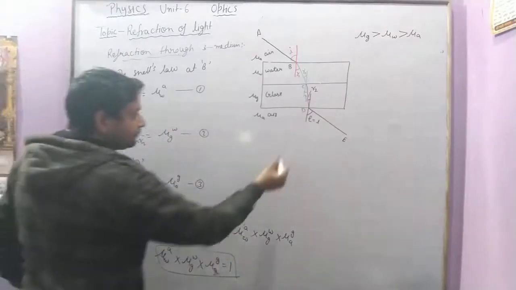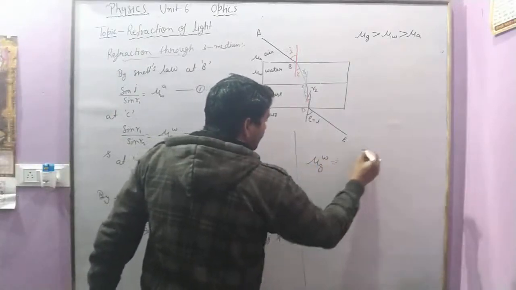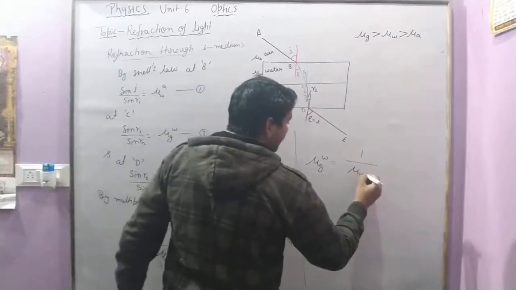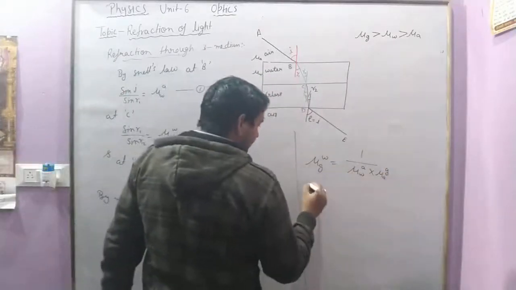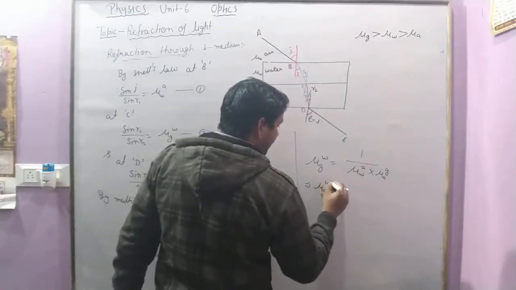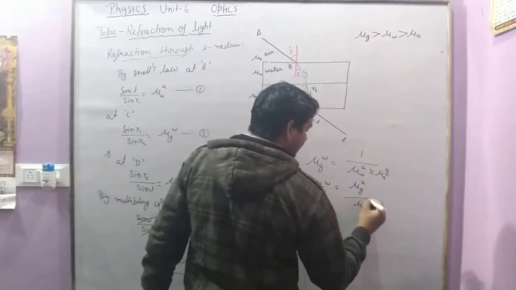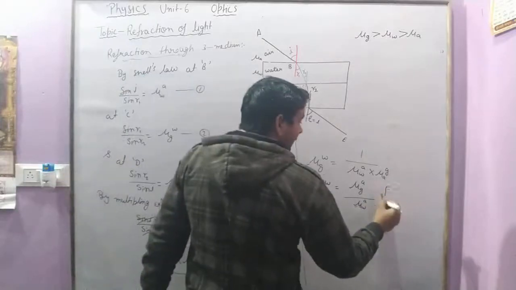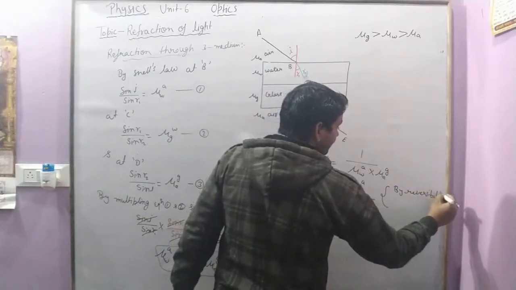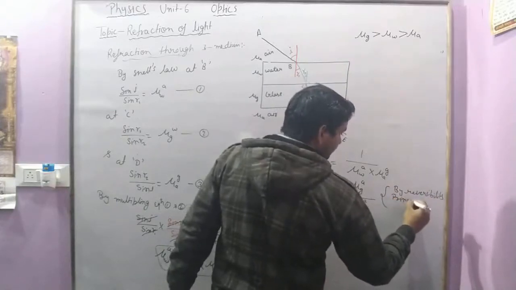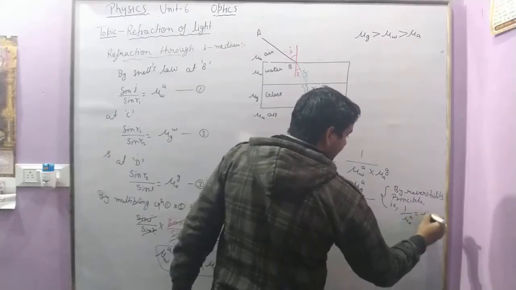From here we calculate the value of the refractive index of glass with respect to water, which is equal to 1 upon the refractive index of water with respect to air into the refractive index of air with respect to glass. Okay, this term we can also write in the form that the refractive index of glass with respect to water is the refractive index of glass with respect to air upon the refractive index of water with respect to air. Clear? By using the reversibility principle, that is mu A g is equal to 1 upon mu g A.